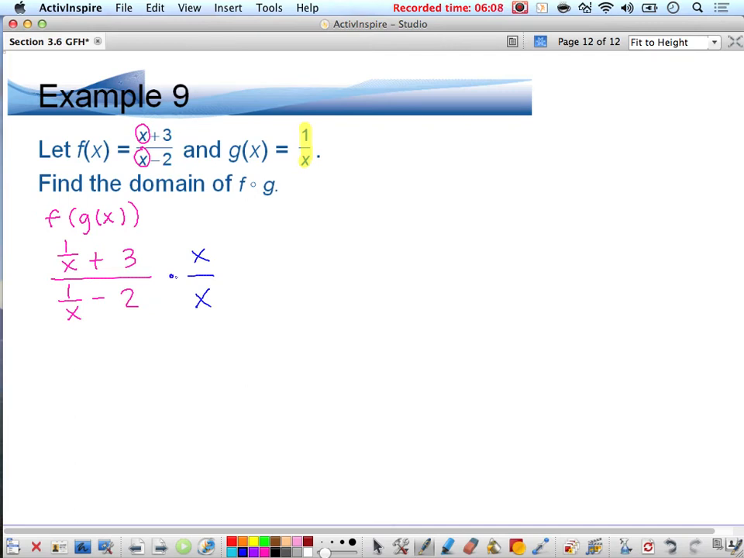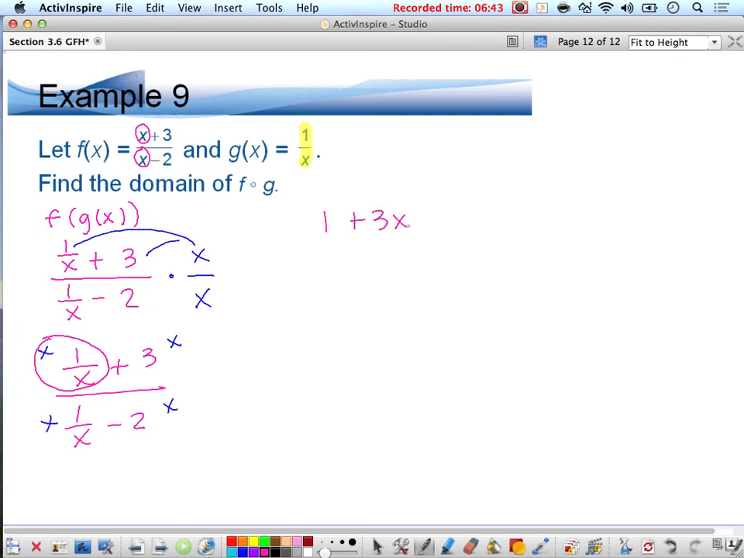Now what that really means is I have to distribute. I have the 1 over x times x and the 3 times x. If you need to see it a little bit better, maybe it will help if you rewrite it this way, and you actually write the x out beside each term. Maybe that would help you see the distribution a little better. Have to practice and see what works for you. So in this case, the x times 1 over x simply reduces to 1. 3 times x stays positive 3x. And the denominator becomes x times 1 over x, which is 1, minus 2x.